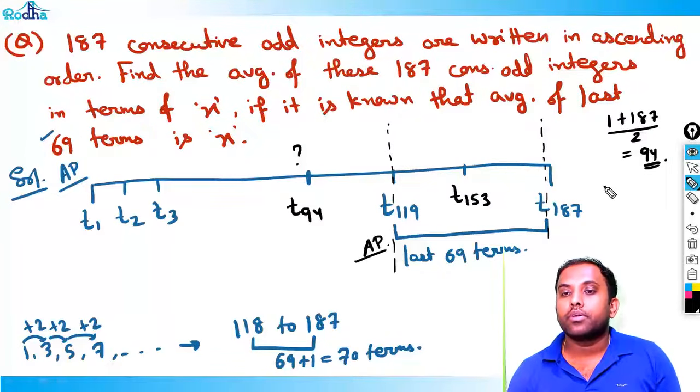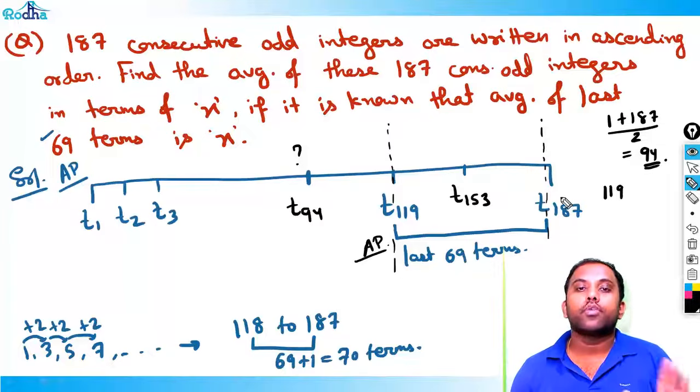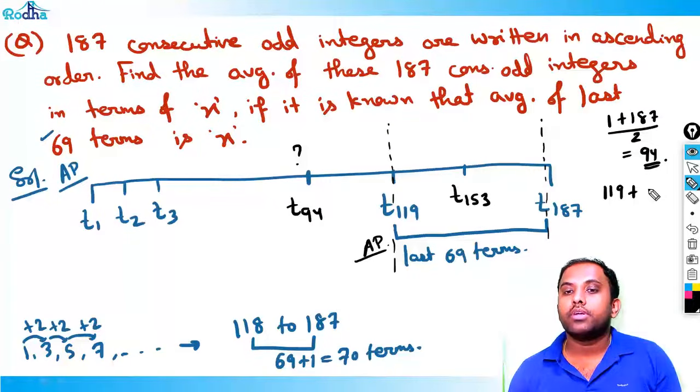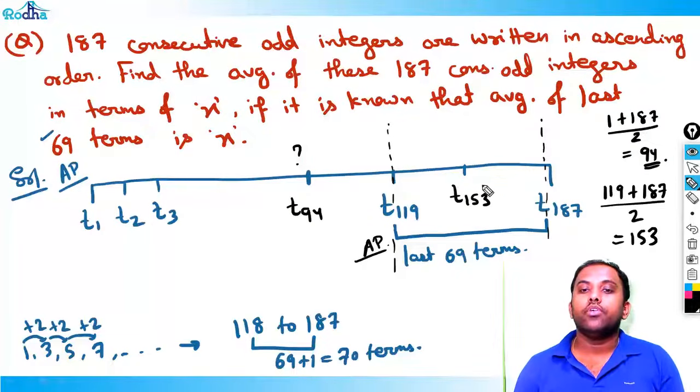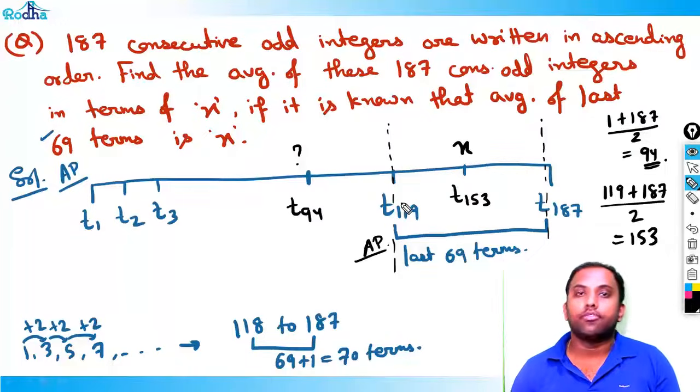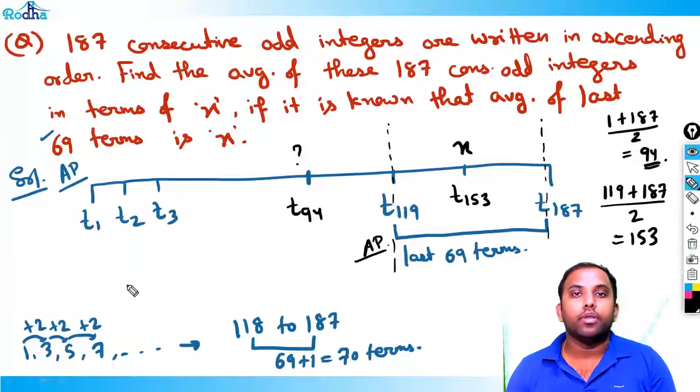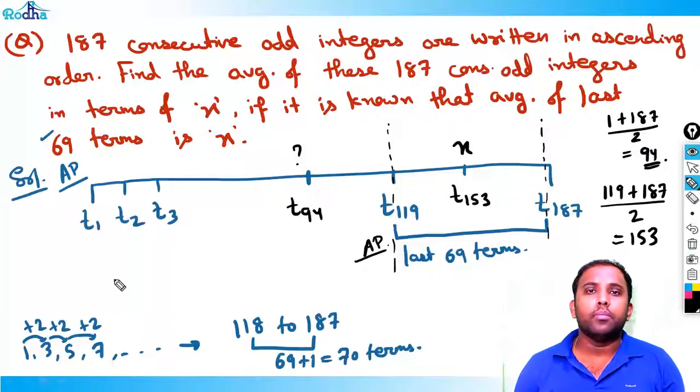So the first term is T119, write it as 119. The last term is T187, write it as 187. Divide by 2, you'll get 153. So T153 is the middle term, and its value will be x. Right, this value will be x.